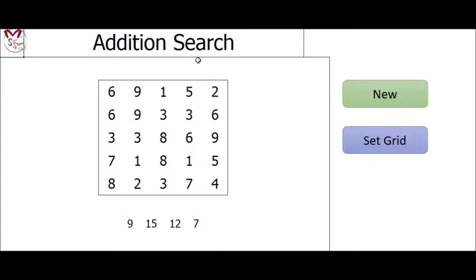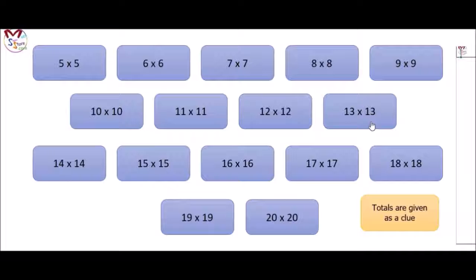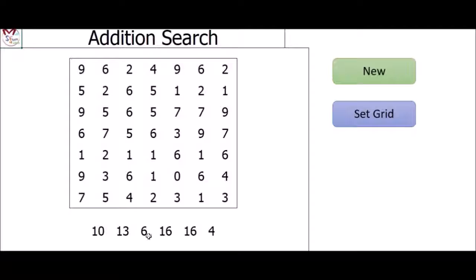You press new, and it'll generate a new one. So we've got 4 plus 5 equals 9, and we circle this addition sum. We can do the same thing for 20 by 20, and the clues are 12, which is much, much harder. So we've got 12 here. I'm not going to look for it. 7 plus 8 is 15, so that's not right. Okay. You set any size of grid you want, and the answer to the addition sum is given as a clue.